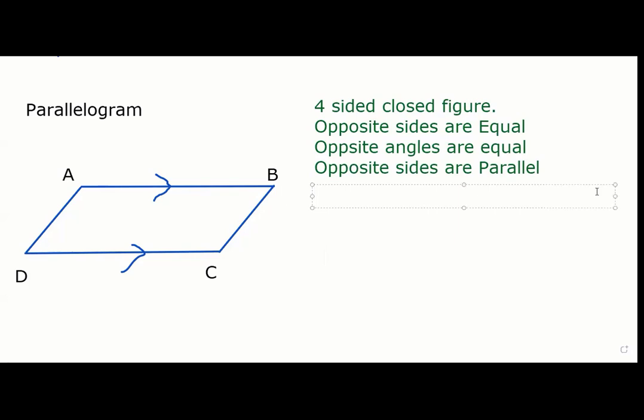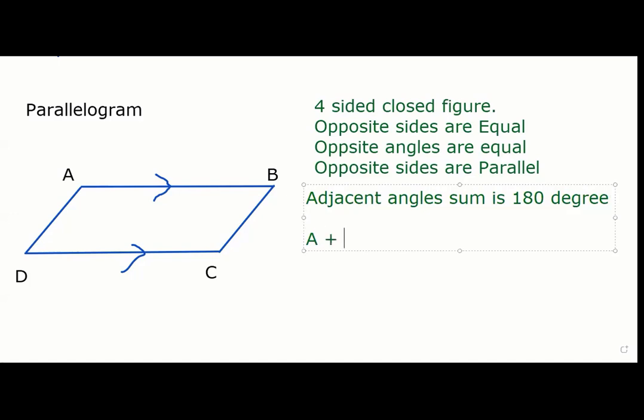everybody write down this. Adjacent angles sum is 180 degrees. So what do you mean by adjacent angles here? If A is the angle, which is the adjacent angle of A? Adjacent means nearby. Yes, Dhruvansh. So is it B? A and B are adjacent angles. So sum of A plus B will be 180.